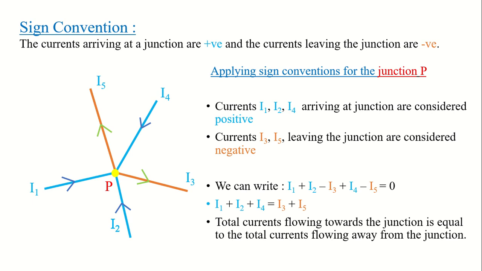So the total current flowing towards the junction is equal to the total current flowing away from the junction. This can be compared to a traffic junction where the vehicles are coming to the junction and leaving the junction. No vehicle will stand at the junction. So it can be compared that way. The vehicles entering will be leaving the junction. That means the current entering the junction should leave the junction. So the sum of the currents entering will be equal to the sum of the currents leaving the junction.